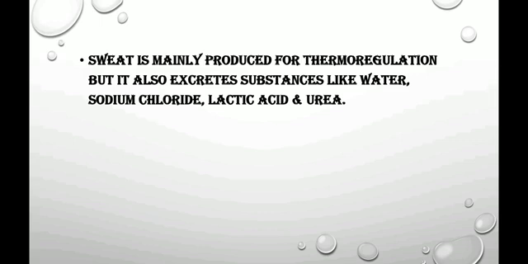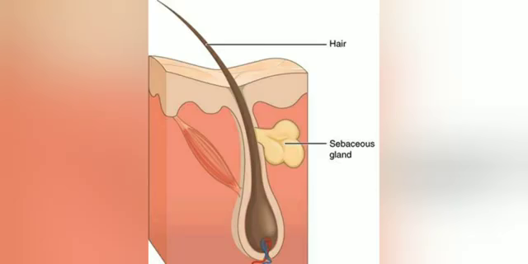Now, second gland is sebaceous gland. These glands are present at the neck of hair follicles. They secrete oily substance called sebum, and this sebum forms a lubricating layer on skin, making the skin softer. A function of this is to protect skin from infection and injury.